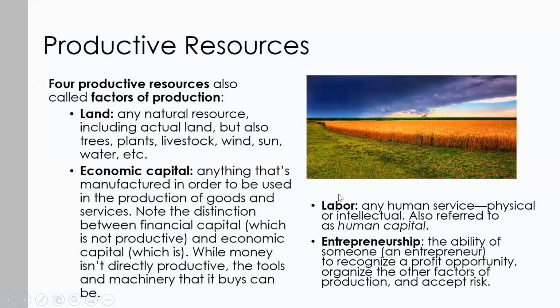Labor. Any human service, either physical or intellectual, you call it labor, or sometimes referred to as human capital. Then entrepreneurship, this is the ability of someone, called an entrepreneur, to recognize a profit opportunity, organize the other factors of production, and accept risk. So that's entrepreneurial ability, entrepreneurship. So these are the 4 productive resources in an economy.